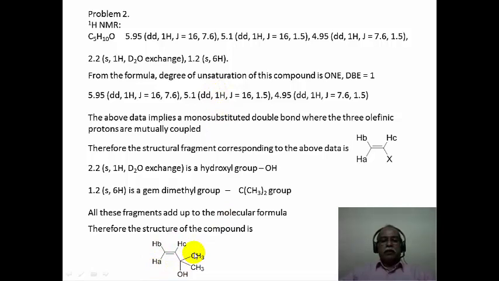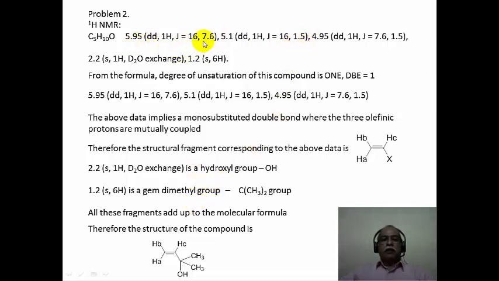Once you arrive at the structure, you can always go back and see whether the structure satisfies the spectroscopic data that is given. In this particular problem, you have 3 hydrogens of olefinic type, and you have 3 signals in the olefinic region starting from 4.95 to 5.95, and you also have the trans coupling, cis coupling, and the geminal coupling corresponding to the large J value of 16, a medium J value of 7.6, and a small J value of 1.5.